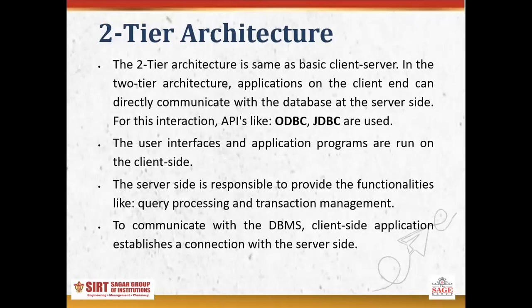Whereas the two-tier architecture is the same as a basic client-server. In the two-tier architecture, applications on the client end can directly communicate with the database at the server side. Here in the two-tier architecture, we use the concept of client-server. So to connect with the database, some APIs like ODBC or JDBC are used.